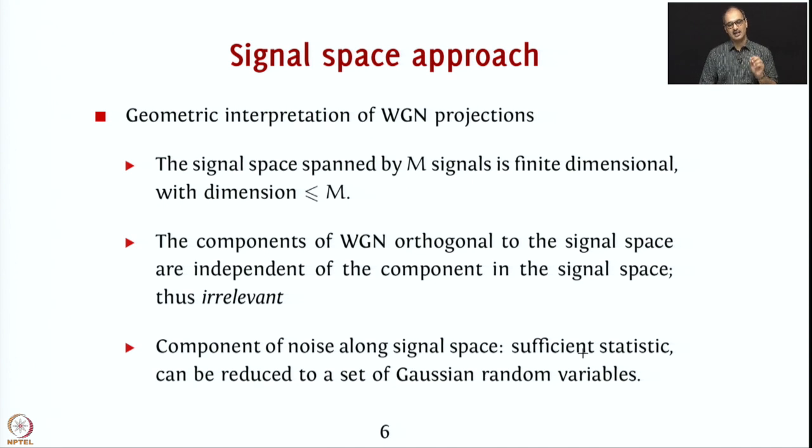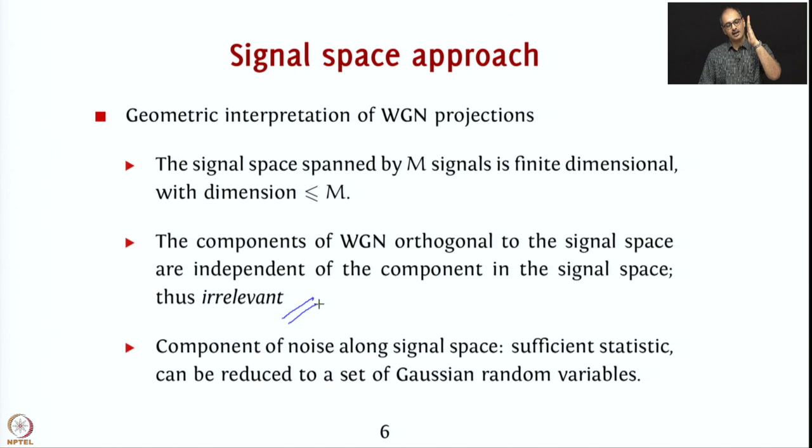Or if you're going to send, let's say, the three potential signals, S1 or S2 or S1 plus S2. In this case, let's say S1 and S2 are orthogonal, but definitely S3 is not orthogonal to S1 and S2, and in fact, it's a linear combination. So again, M is 3 and your dimension is 2. So the signal space is always finite dimensional, its dimension is less than or equal to M. The components of the white Gaussian noise orthogonal to the signal space are independent of the component in the signal space and thus irrelevant. Now, this is a very powerful statement, and this is a statement we will spend a little bit of time understanding.